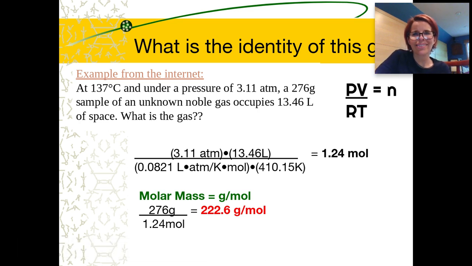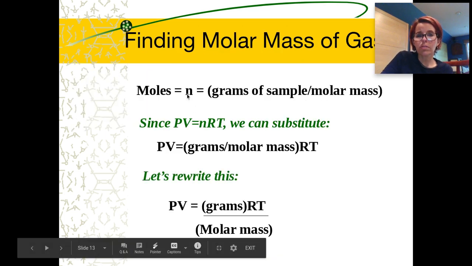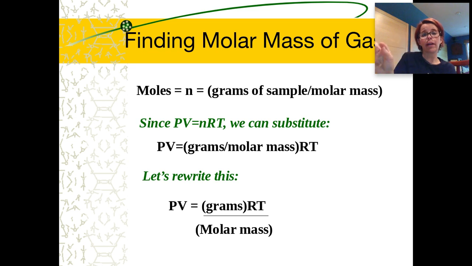Let's see if we can do that again. I don't think I said it very clearly, so let me back up. Moles is equal to the grams of the sample divided by the molar mass. So we would say N equals grams of the sample over the molar mass. We know the grams of the sample and we know the moles. What we don't know is the molar mass. So let's get molar mass isolated all by itself.